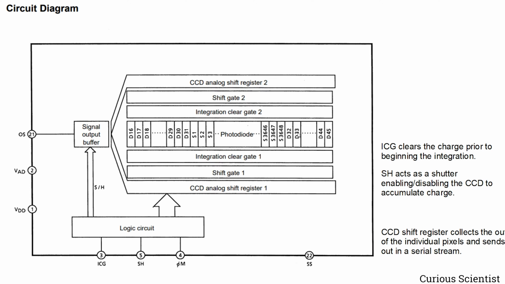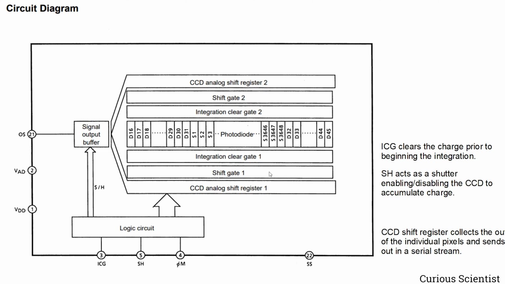So then we have two integration clear gates, and they just, if I know it correctly, clear up the charge prior to the beginning of the integration. And then we have the shift gate, that is the SH, and that acts as a shutter.